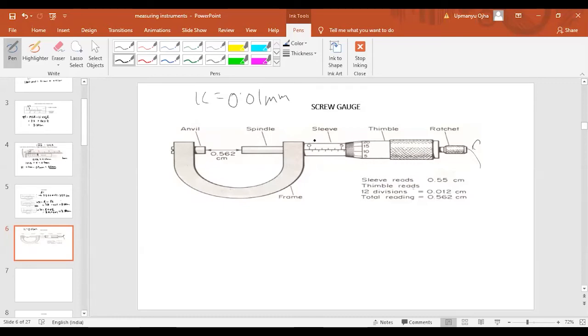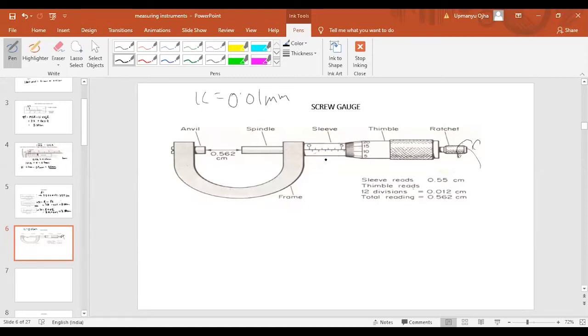Okay, so it is sliding as well as rotating. If I have to measure something, I will place some object between the anvil and the spindle. Then I will rotate this ratchet. As I am rotating this ratchet, this circular scale will slide over the main scale, and after some time will stop. Now the scale which is sliding is the circular scale.